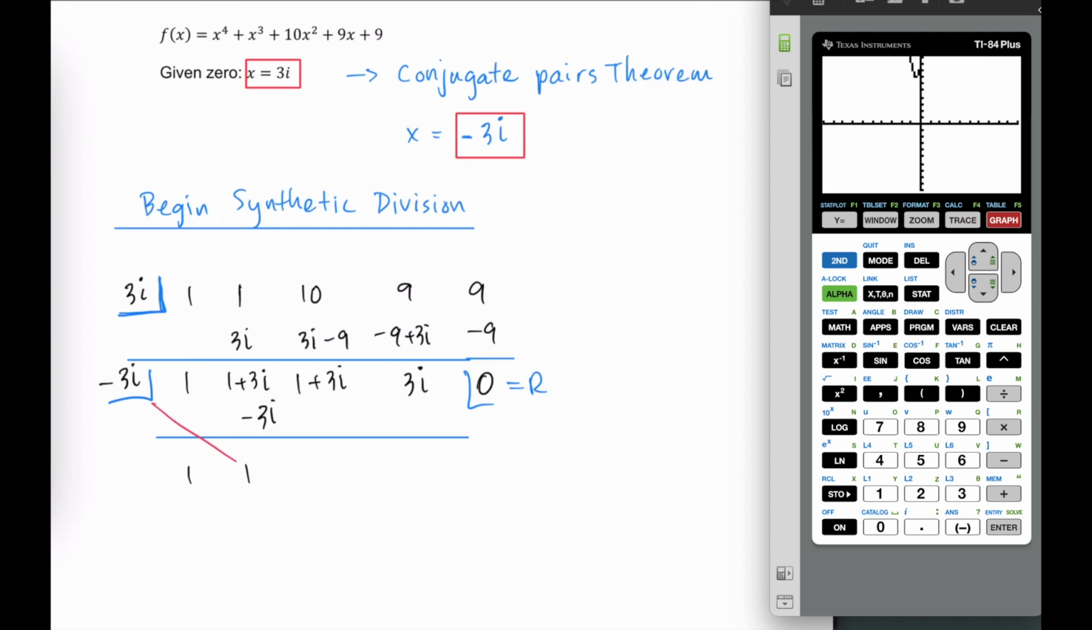Again, we multiply on the diagonal. Negative 3i times positive 1 is again negative 3i. Combine down, the 3i's cancel, and we have 1. Multiply on the diagonal to again get negative 3i. And now we can see that when we combine down, we get a remainder of 0, and this time the quotient looks so much better. These are the coefficients of the quotient.